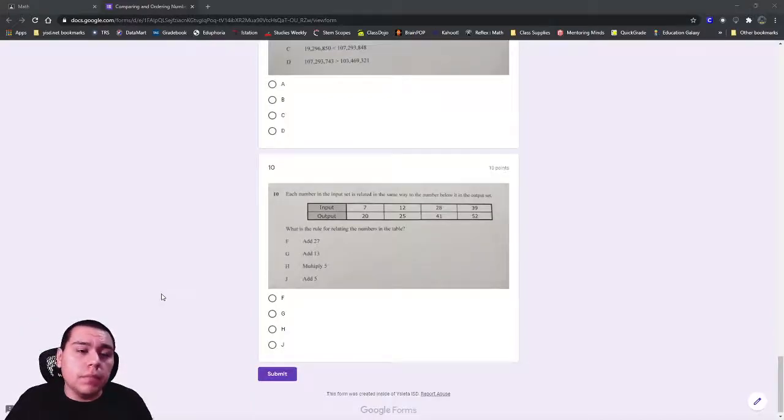Question 10. Each number in the input set is related in the same way to the number below it in the output set. What is the rule for relating the numbers in the table? F, add 27. G, add 13. H, multiply by 5. J, add 5.